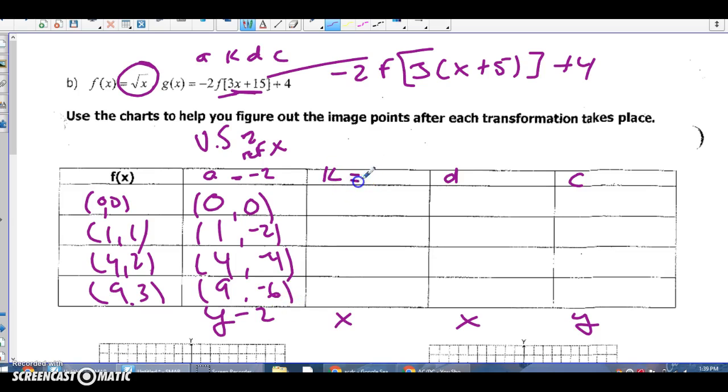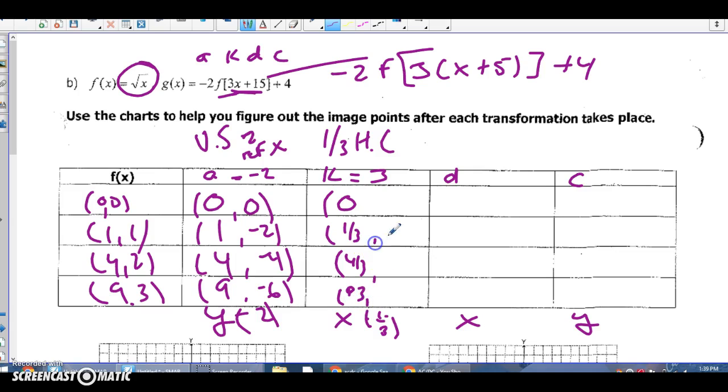K is equal to 3, but I need to flip that. It's a horizontal transformation, so it's a 1/3 transformation. A 1/3 is a horizontal compression. So a horizontal compression of 1/3. Take my x's and multiply those by 1/3. So all of my x values are multiplied by 1/3. I don't know if I said y's, but I meant x's. So 0, 1/3, 4/3, 9/3, or just plain old 3. Now you can decide if you want to change those to mixed fractions or not.